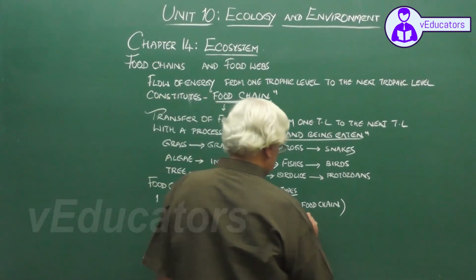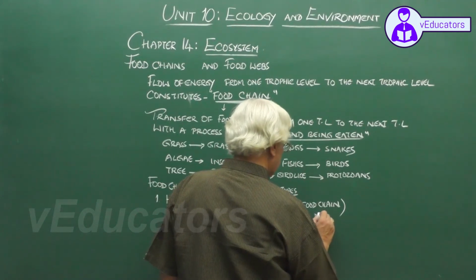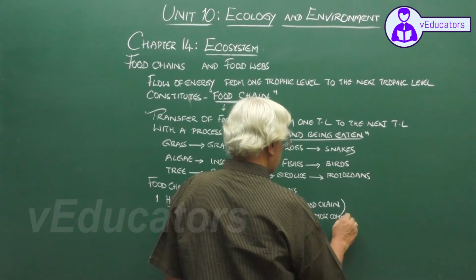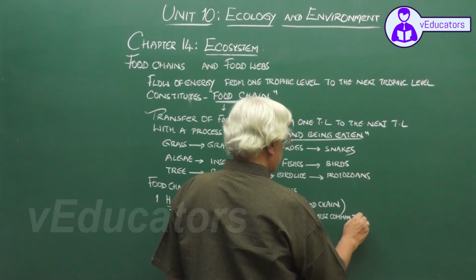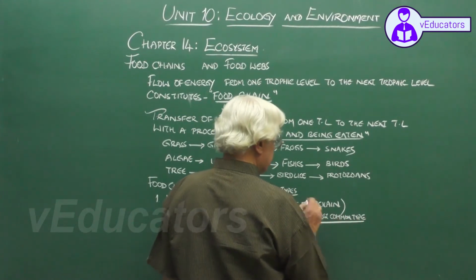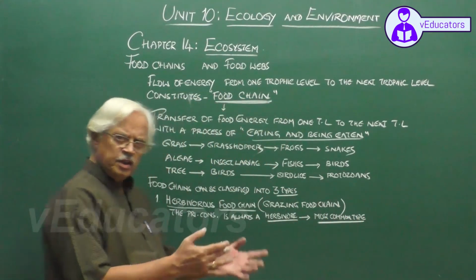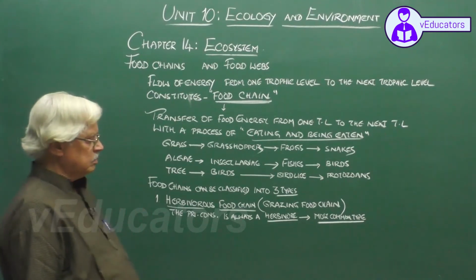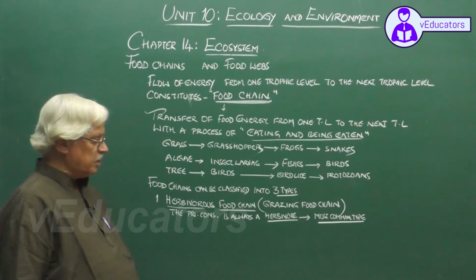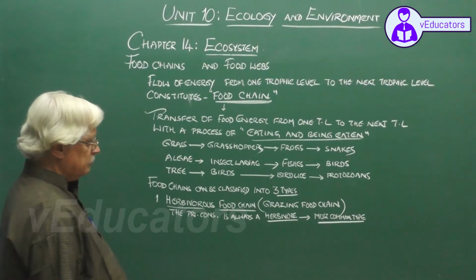Herbivorous food chains happen to be the most common type of food chain in any ecosystem, aquatic or terrestrial. They happen to be the most common type of food chains.